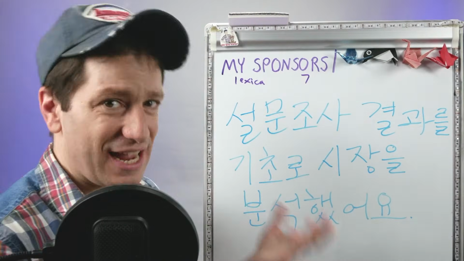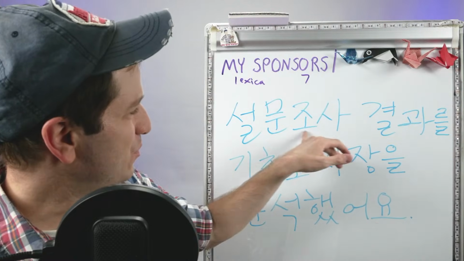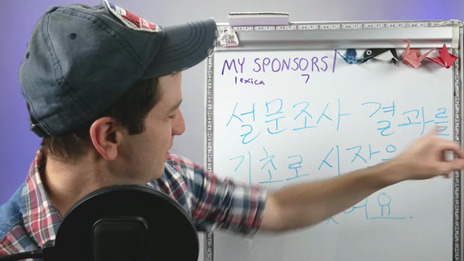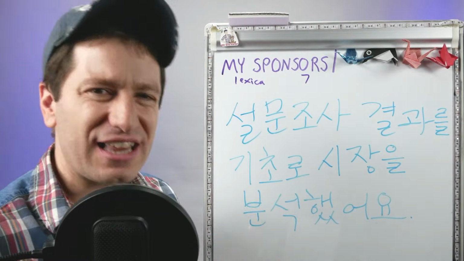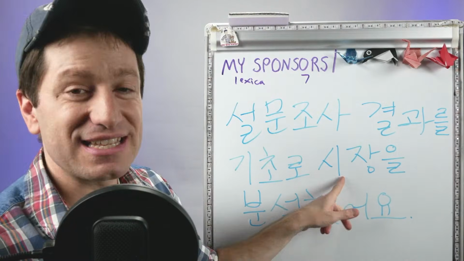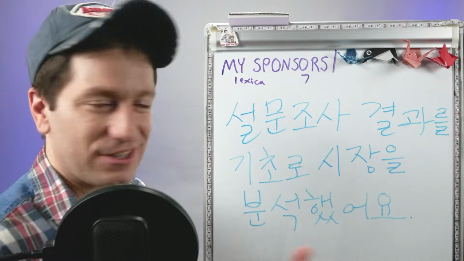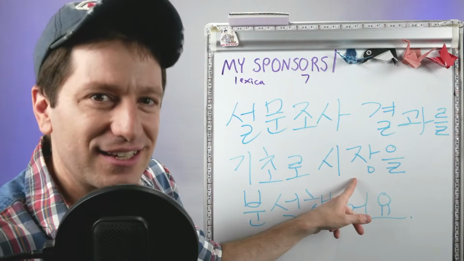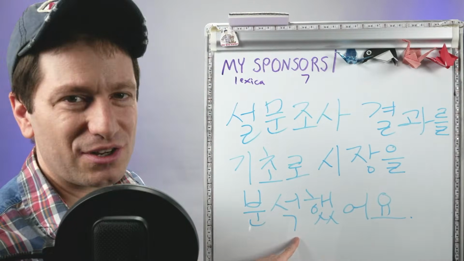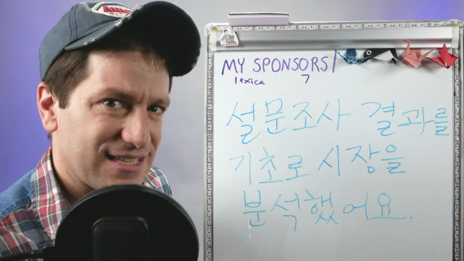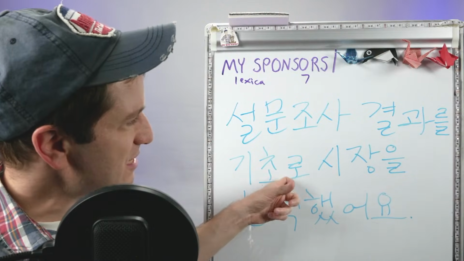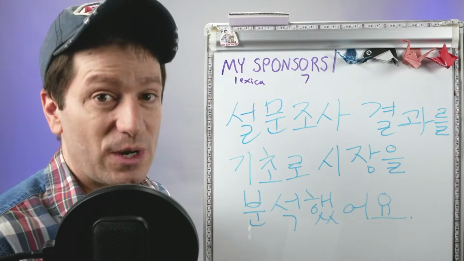설문조사. That's a survey. Like if you ask people a survey. 설문조사 결과. The results of a survey. So the survey results를 기초로. Again, just think of it like 바탕으로. So based on the results of the survey, 시장 means literally a market. Like if you go to the 시장, you go to the market. But it also means a business market, like market research. 시장을 분석하다. 분석하다 is to analyze. So I analyzed, 분석했어요, the market based on the results of the survey. You can translate it this way.